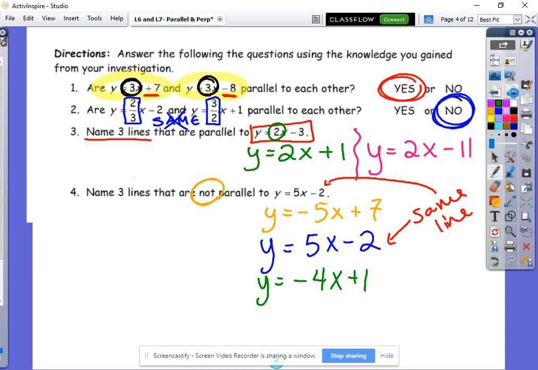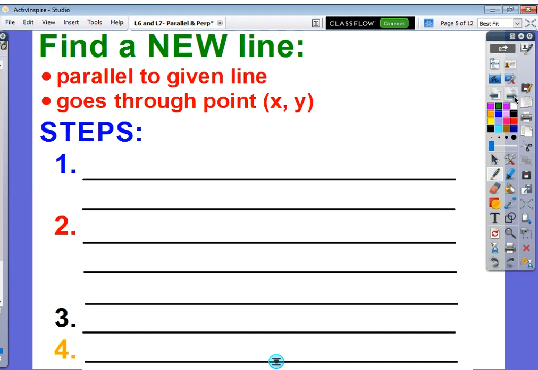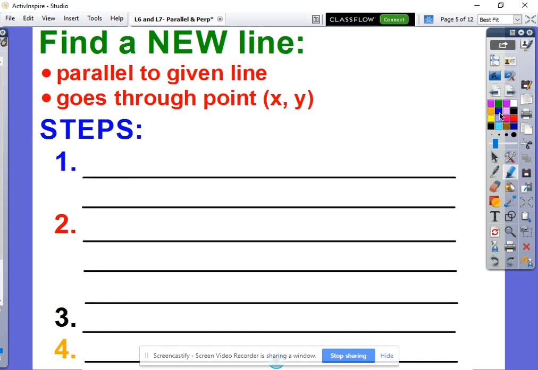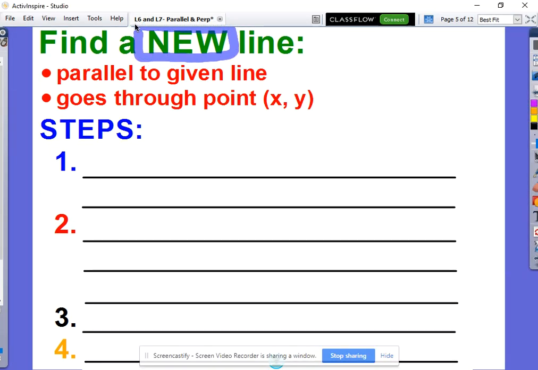So we have a little game plan here for you, some steps lined out, and you've got some blanks there on your paper that you're going to fill in. But essentially, let's summarize what we need to do first. We need to find a new line. It's going to be a new equation, and it needs to be parallel to a line that we're going to be given, and then it has to go through a random point that we're given, x comma y. And you'll see what I'm talking about here in just a second.